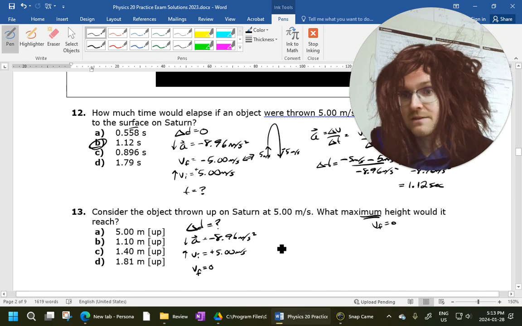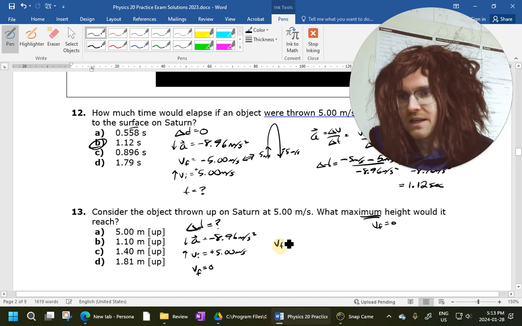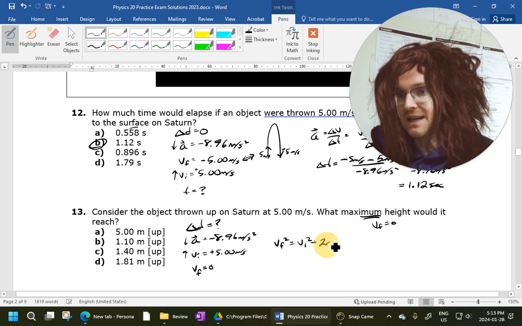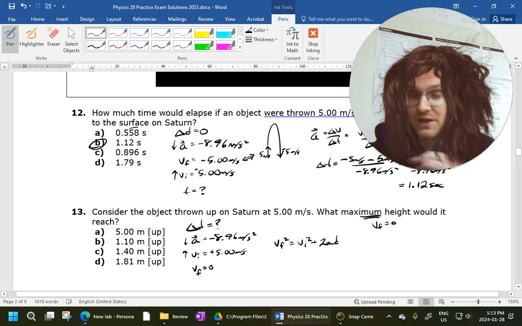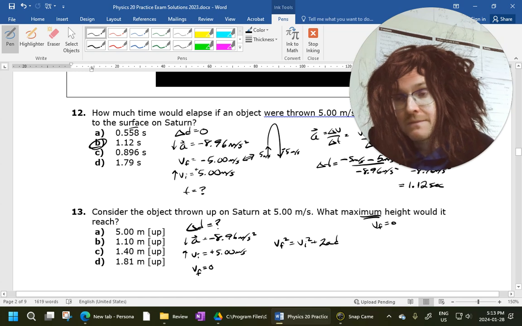Oh, yeah, okay, that makes sense. It's going to be that one. So VF squared doesn't have time in it. So again, I'm not using the time because it's something I found in a previous question. If I don't trust it, I'm not going to use it.